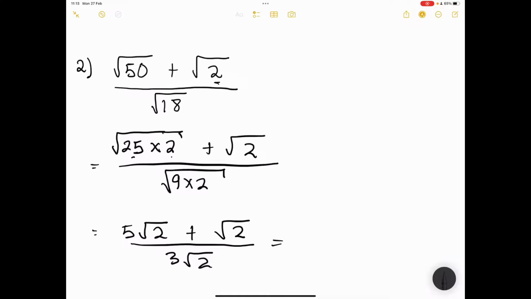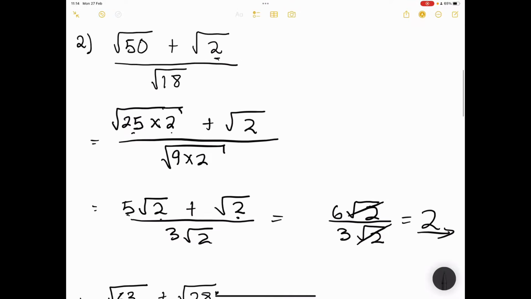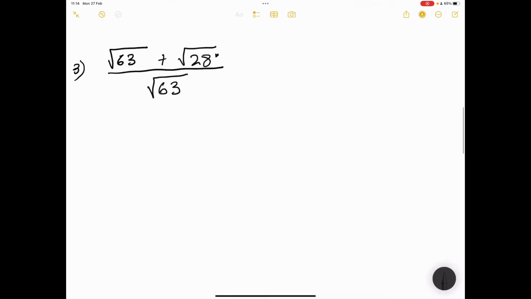Now, if I want to simplify this, remember we said we can add the roots that are the same. So that will be 5 plus 1, that would be 6 root of 2 divided by 3 root of 2. And of course, you can see how those can cancel out, and 6 divided by 3 would give us 2, and that will be our final answer, right? Okay, let's go on to the next one.